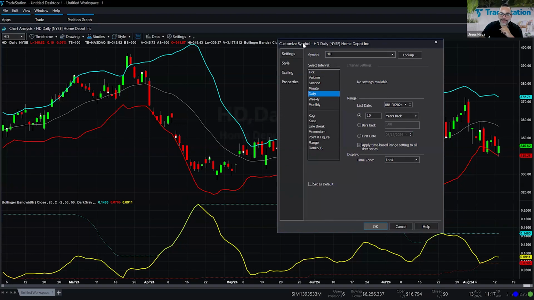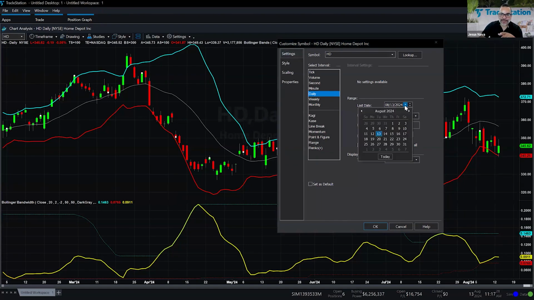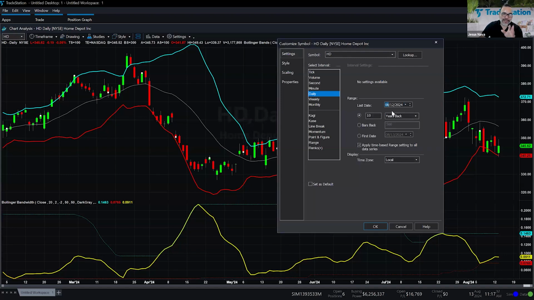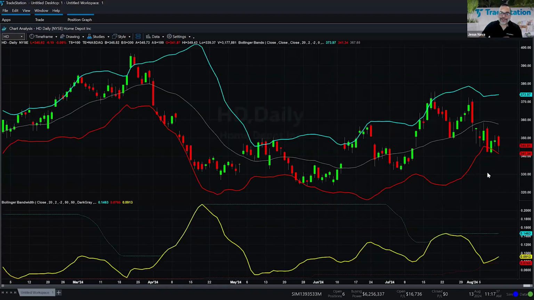It takes me to customize symbol. And on the settings tab, I'm going to go here to the last date. The last date is always going to be today's date, but I'm going to go to the drop down and select the date of yesterday. So meaning that I don't want to include today's date. And then my chart turns into a historical chart. The values that you see here on the right-hand side are the calculated values as of August 12th, which was yesterday. So now I can make the calculations that I need.